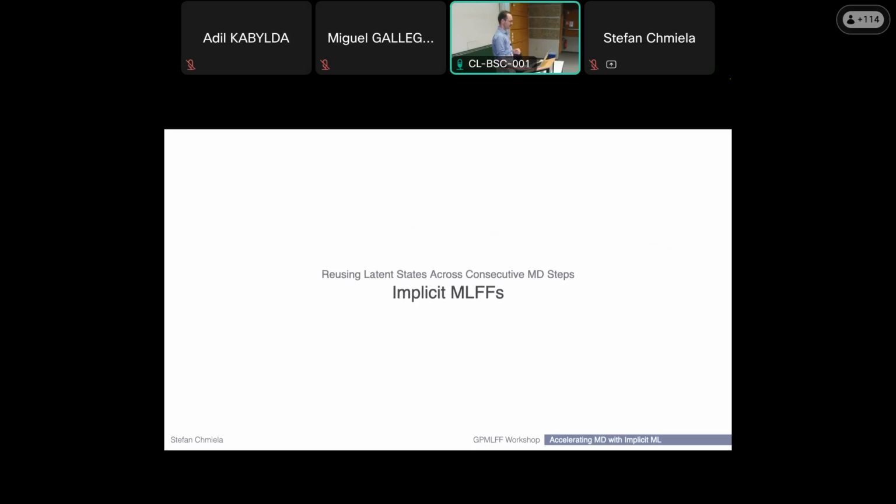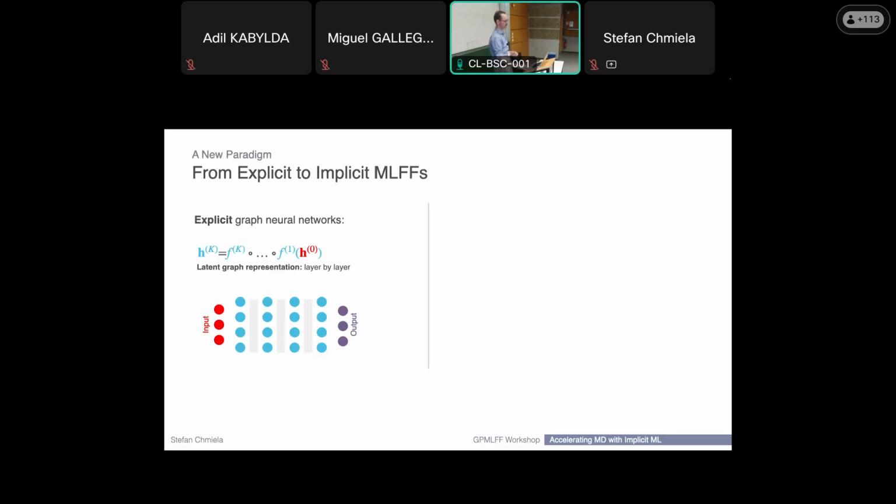The first example is implicit machine learning force fields, and it's motivated by the realization that if we cannot make machine learning force fields any faster, since they're already in this O(n) complexity class and there are not many classes below it, can we at least reuse computations across the MD trajectory to make it more efficient? Because there's a lot of redundant work. For that, we must move away from the way we used to construct graph neural networks, to this new implicit way. I'm going to illustrate this.